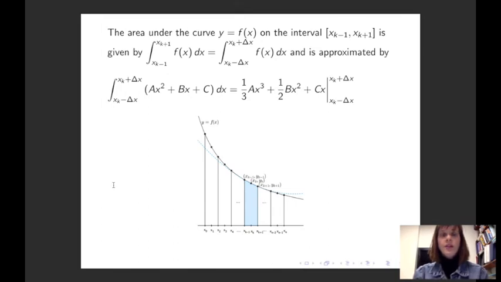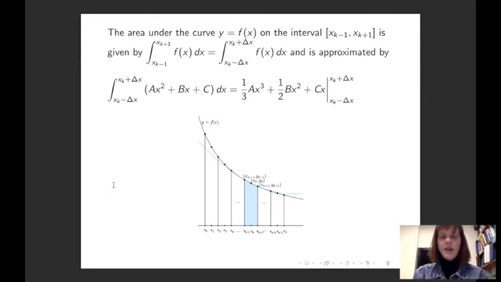Now if I consider the area under the curve y equals f of x on the interval from x sub k minus 1 to x sub k plus 1, I get that definite integral is approximated by the area under the parabola ax squared plus bx plus c on the same interval, x sub k minus delta x, which is x sub k minus 1, to x sub k plus delta x, which is x sub k plus 1.